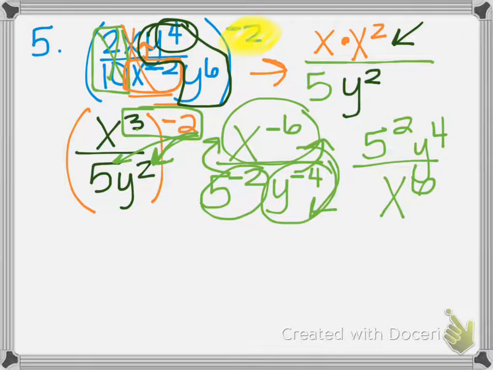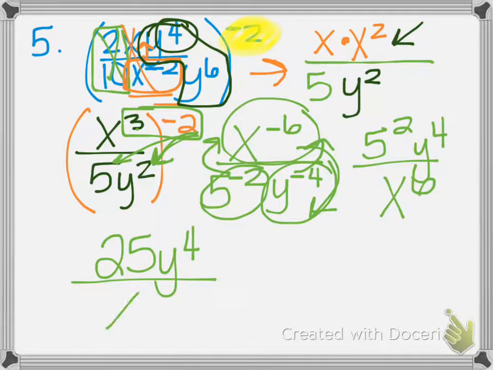And the only thing I have to do before I can simplify this expression is figure out what 5 to the second power is. 5 to the second power is 25. So I have 25 y to the fourth over x to the 6th.